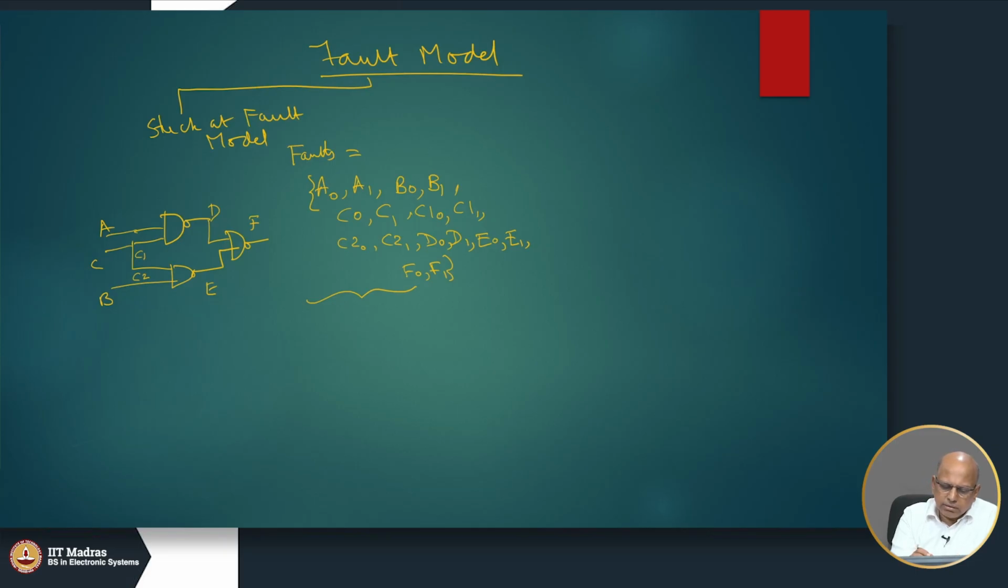As a matter of fact, this model is called the single stuck-at fault model. The reason is it assumes that only one fault is present, namely A is stuck at 0 or B is stuck at 0 or C is stuck at 1. Okay. So, there are 1, 2, 3, 4, 5, 6, 7, 8, 9, 10, 11, 12, 13, 14. So, 16 single stuck-at faults.